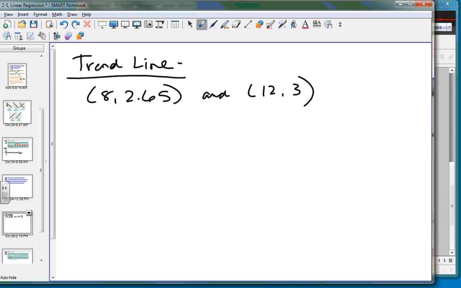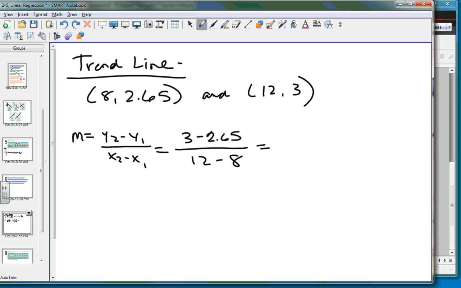Now we have to come up with the trend line. To come up with the trend line, we have to first come up with a slope. So what's my slope going to be? That is going to be equal to y2 minus y1 over x2 minus x1. To give you 3 minus 2.65 over 12 minus 8.